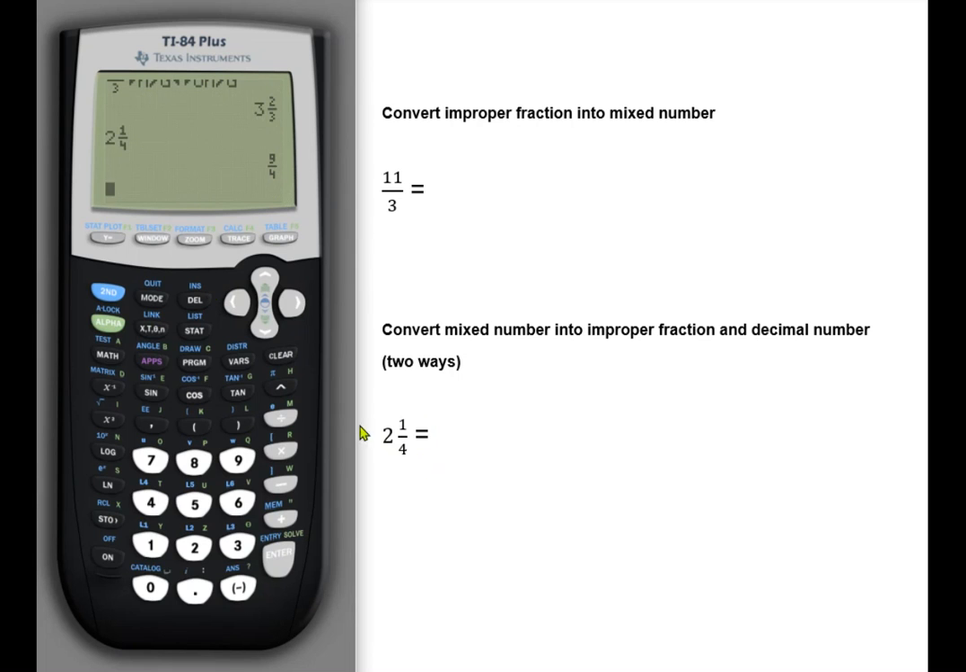What's the other method? If you want to enter mixed number, you can simply type 2 plus 1 over 4, hit enter. You will get decimal value, but you can always convert into fraction. And here is your answer, 9/4.